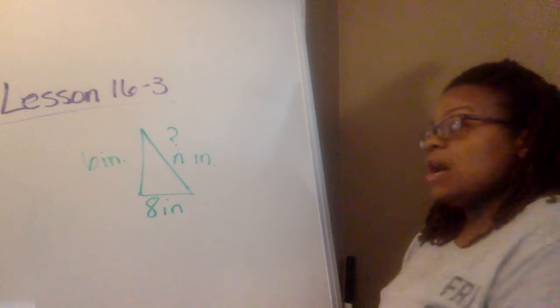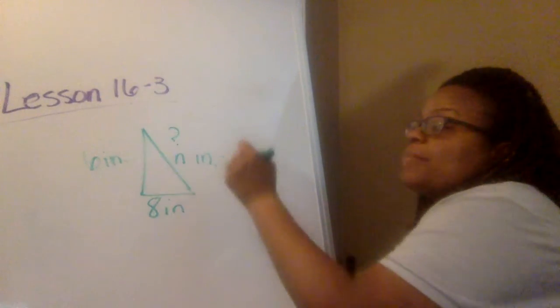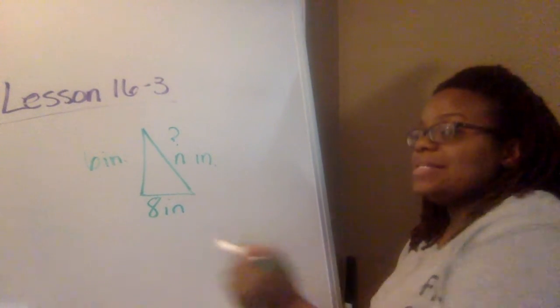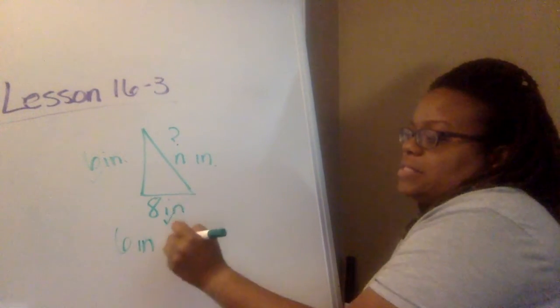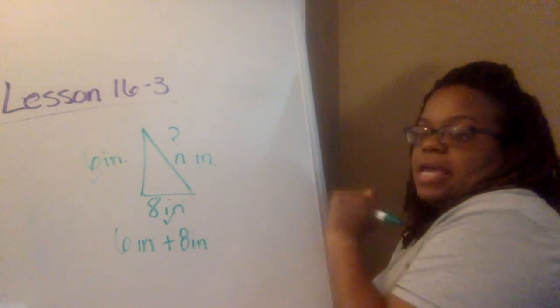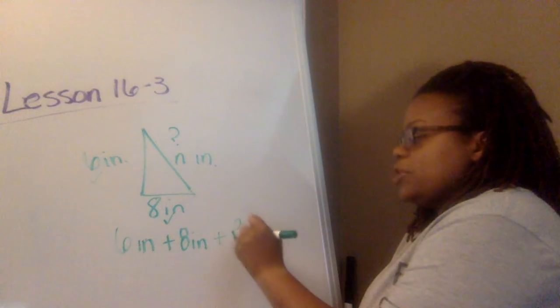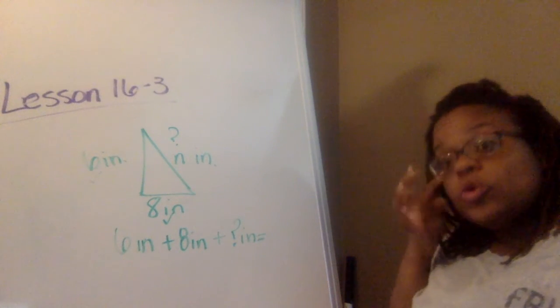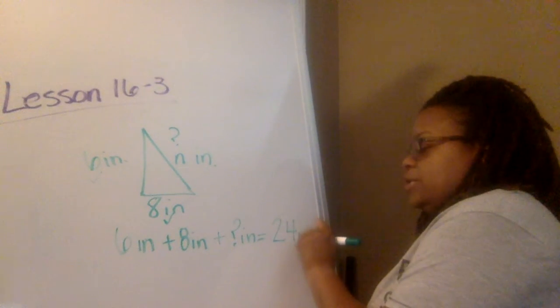It tells me that the perimeter is 24 inches. So we talked about perimeter yesterday, and perimeter is what happens when I add up all the sides. It tells me the distance around this particular shape. So I need to take all of my sides. I'm going to start with this side, 6 inches. And I'm going to add this side, which is 8 inches. And then I'm going to add this last side right here, which is N. I don't know yet. That's my question mark worth of inches. But what I do know is that it has to equal 24 inches. So I'm going to go ahead and write 24 inches.